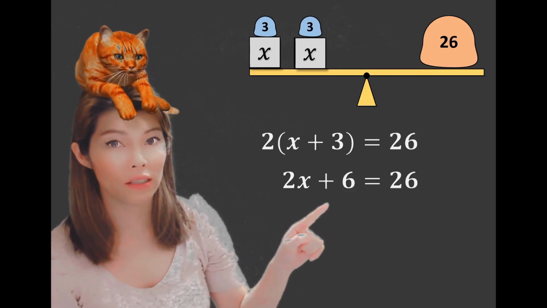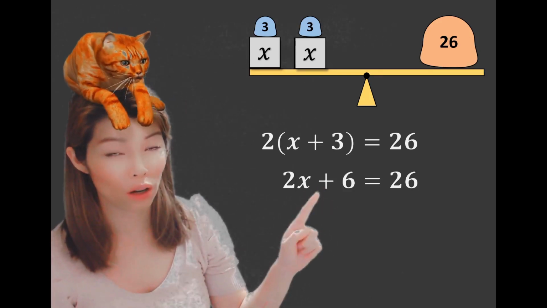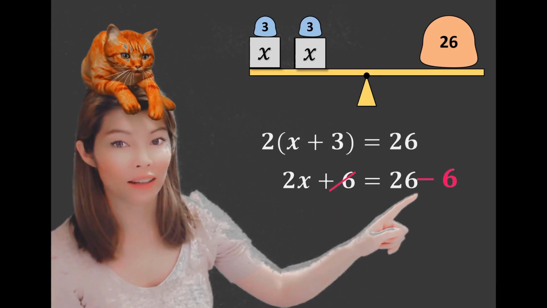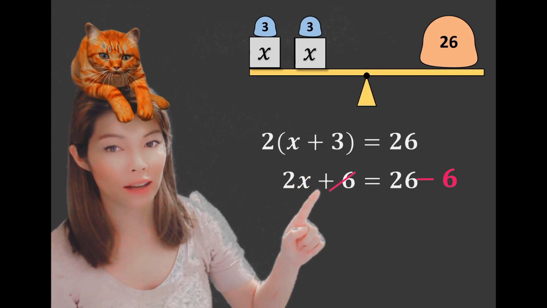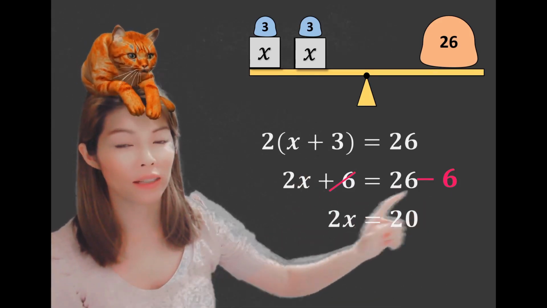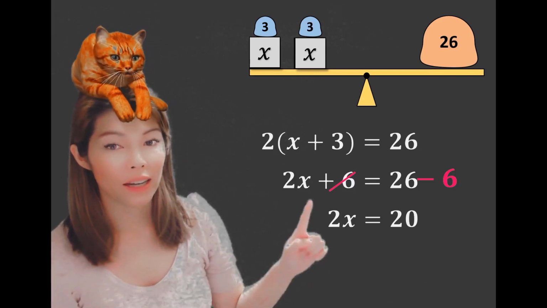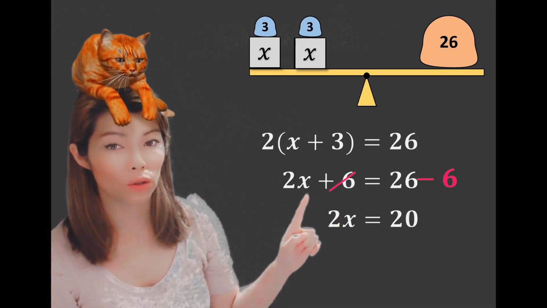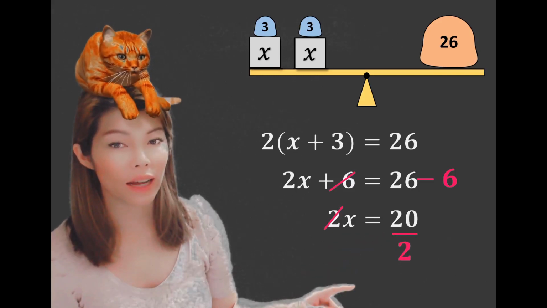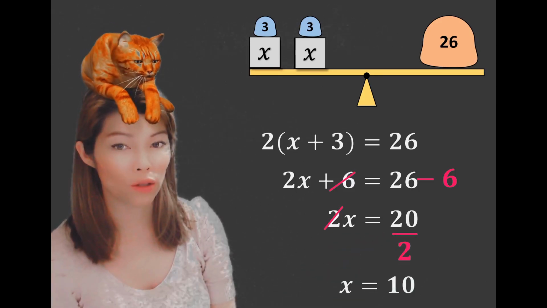What's the inverse or the opposite or the undo of plus 6? Minus 6. So we're going to write minus 6 on the other side. Well, subtract 6 on this side, that cancels. We have 2x on the left side and 26 minus 6 gives us 20. Now 2x, so what is equal to 1x? So we divide by 2. So we get x equals 20 divided by 2 is 10.